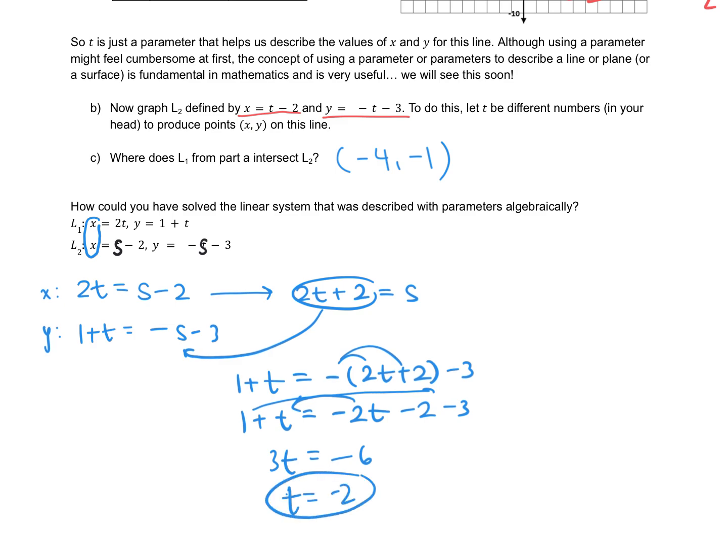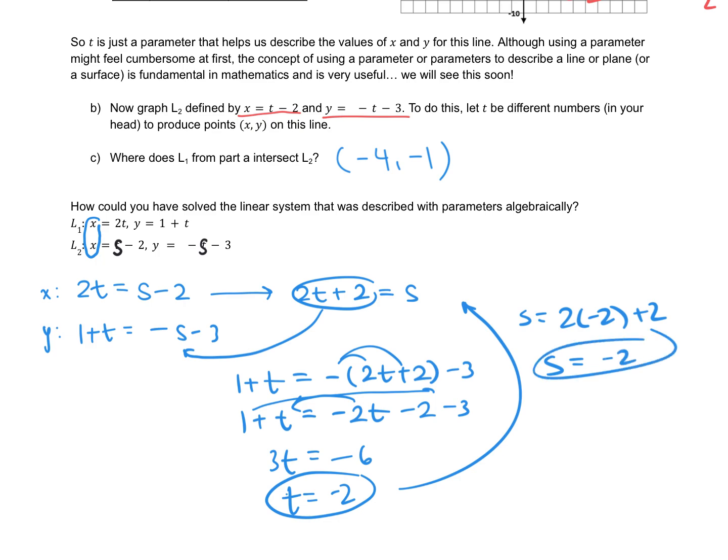So if I sub in negative 2 into the first line, I should get my point of intersection. I'm going to see what s is equal to for the second line. And then I'm just going to double check in both lines just to be safe, especially since this is our first time using these parametric equations. So I'm going to go in here. 2 times negative 2 plus 2. They actually end up matching.